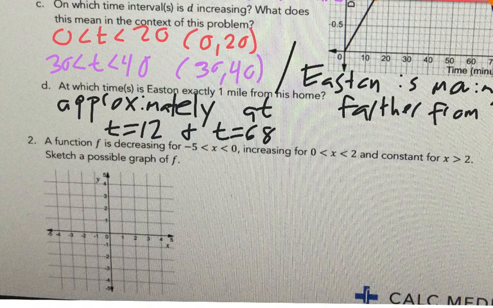2, a function f is decreasing when x is between -5 and 0.